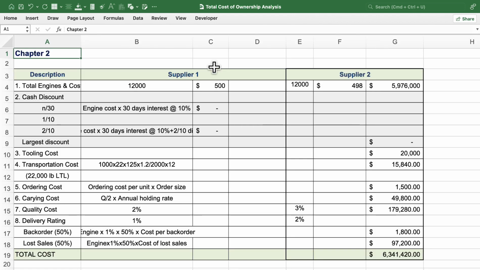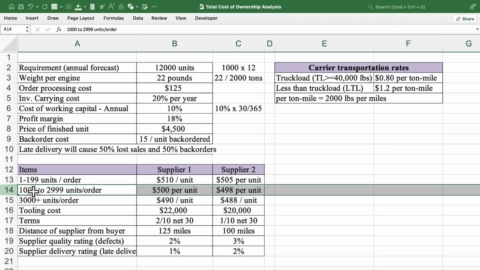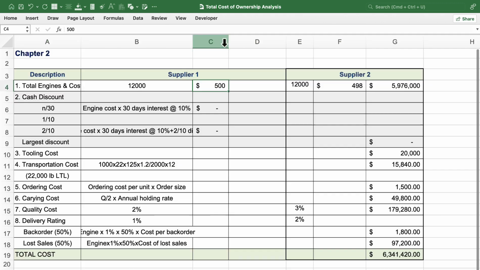The first type of cost is total engine cost. Here the unit cost is $500. The buyer is ordering in a lot size of 1000 per unit, so therefore the relevant cost is $500 per unit. The total number of engines that will be required throughout the year is 12,000. So total cost will become 12,000 multiplied by $500 per unit, and that will become $6 million.